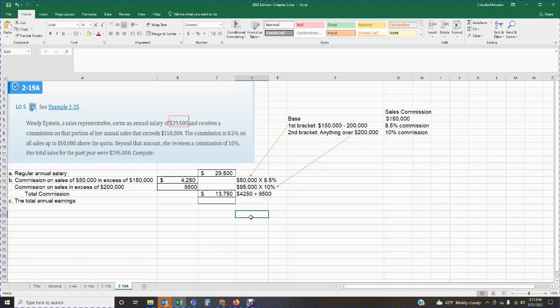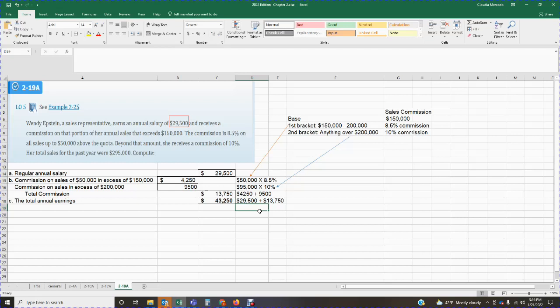Okay. So now we can calculate the total annual earnings for Wendy. To calculate that, we're going to get the base annual salary, which is $29,500, and we're going to add the commission that she earned based on her sales amount. So that will give me the total annual earnings of $43,250. So the base salary of $29,500 plus the commission of $13,750. Okay, and that will give us the $43,250.